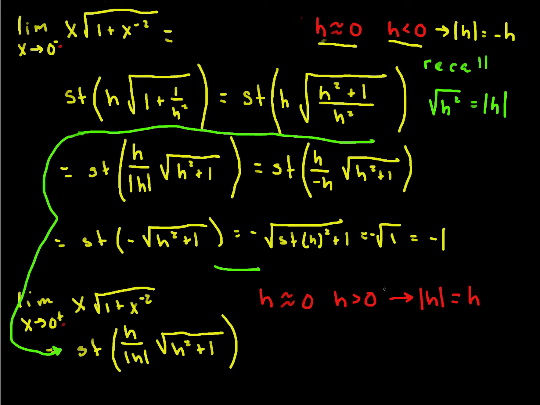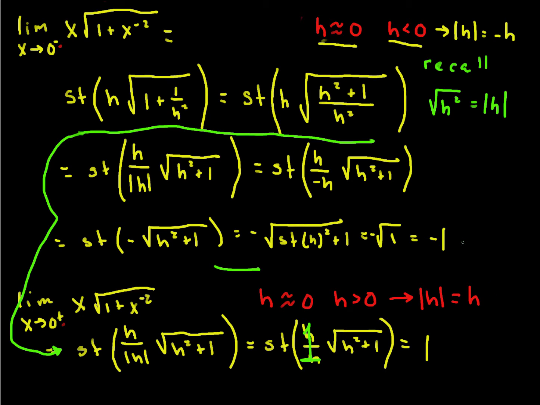But now my absolute value of h is simply h. So this is the standard part of h divided by h times the square root of h squared plus 1. But now h divided by h, this ratio here, is just 1, right? And the standard part will squeeze through like it did before, and we get that this is equal to a positive 1.